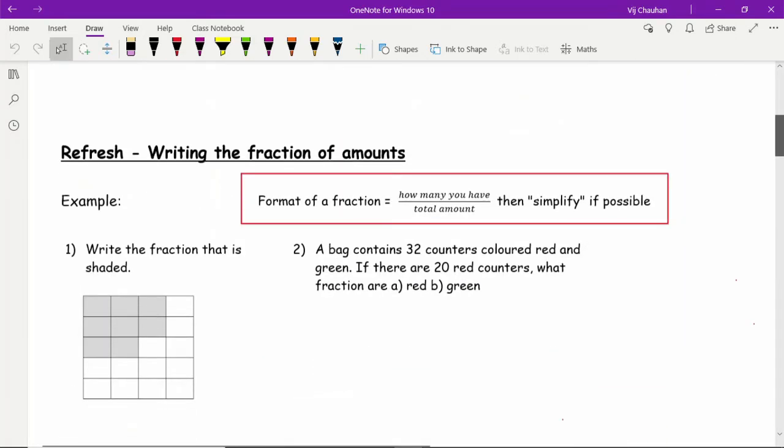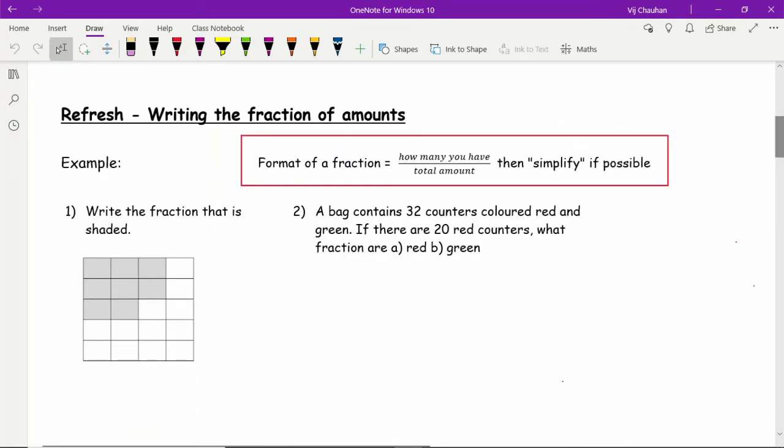So in terms of a refresh, there's a difference between finding the fraction of an amount and writing the fraction of an amount. With these two questions, what's written in the red box is something I'd definitely make a note of in your notes or revision cards, as what writing the fraction of an amount is. The general fraction is how many you have over the total amount, and then if it's possible, you simplify that fraction or write an equivalent fraction using smaller numbers.